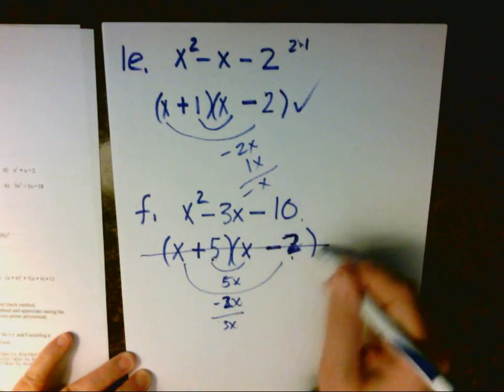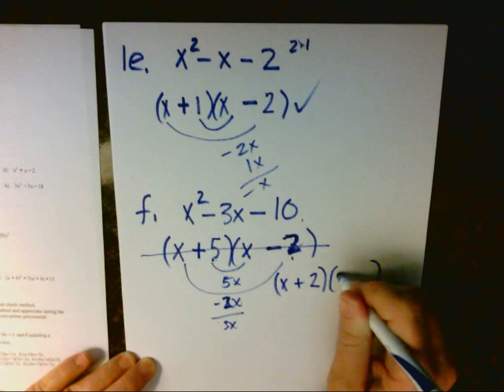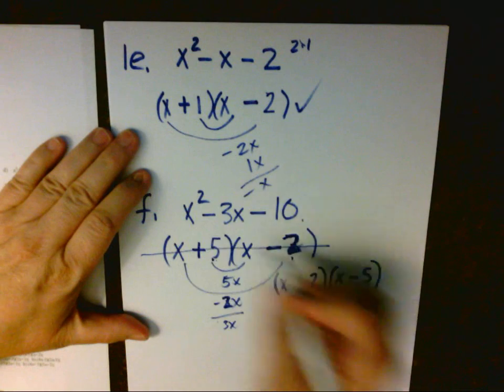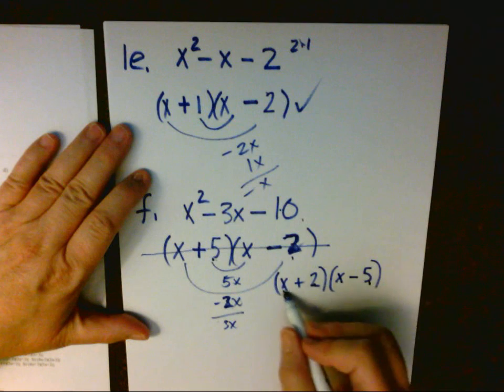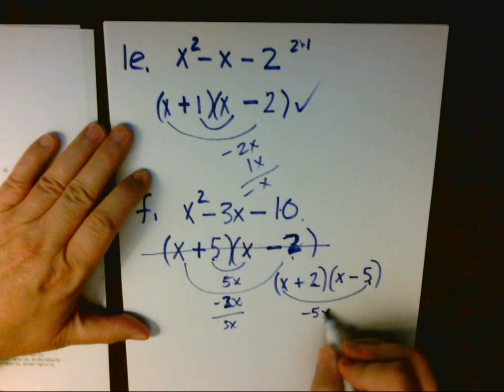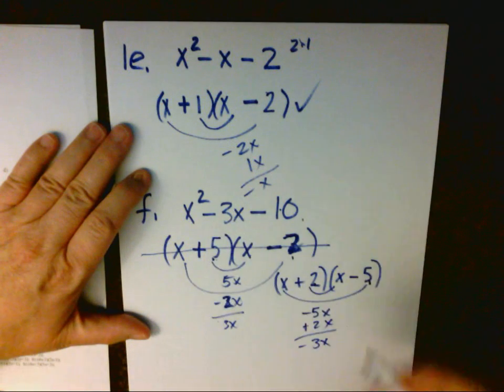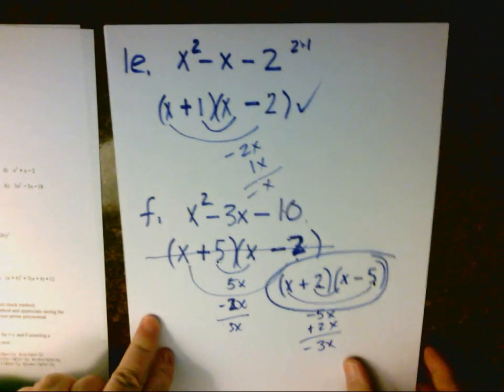Okay, so we're going to try this again, and we're going to try putting the 2 with a positive and the 5 with a negative. Okay, now let's check this out. x times x is x squared. Negative 2 times 5 is negative 10. And on the outside I get a negative 5x. And on the inside a positive 2x. And that adds up to negative 3x. And that's what we had in the middle. This is the right factorization. Okay? And you'll get to where you're pretty good at guessing these without having to do all this checking stuff. But it never hurts. Okay? That's F.